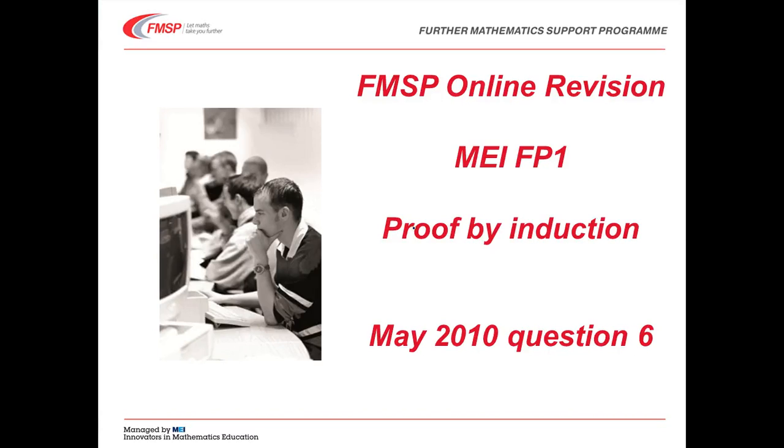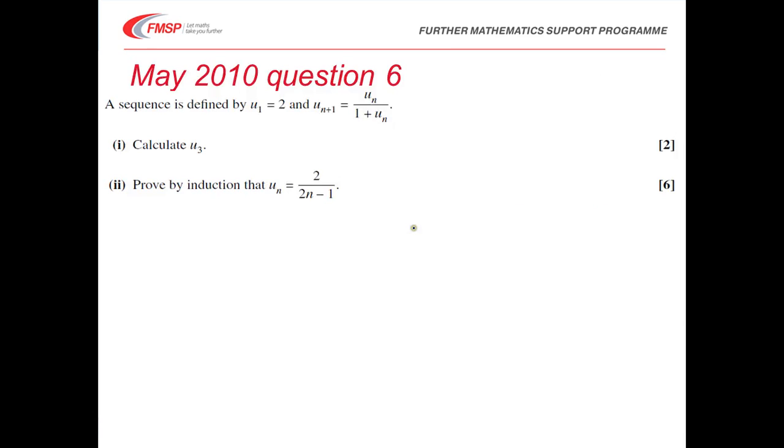Hello, in this video we're looking at MEI FP1, the May 2010 paper question 6, which is on proof by induction. We're given a sequence defined by its first term and an inductive definition. We're asked to calculate U3, which is to make sure that we have read the question properly, and then to prove a result by induction. So we must make sure that we use that method, otherwise we won't get all of the marks.